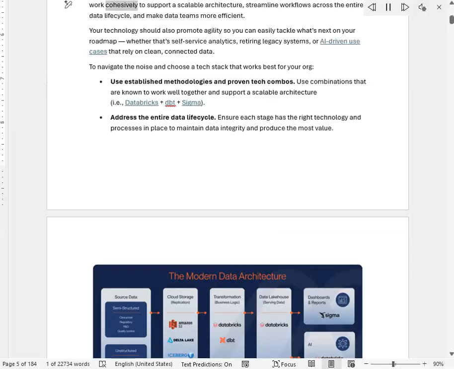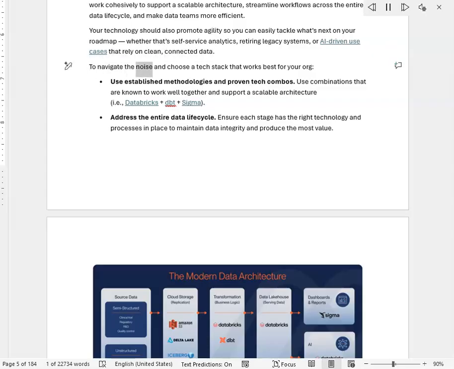Your tools should work cohesively to support a scalable architecture, streamline workflows across the entire data lifecycle, and make data teams more efficient. Your technology should also promote agility so you can easily tackle what's next on your roadmap, whether that's self-service analytics, retiring legacy systems, or AI-driven use cases that rely on clean, connected data.